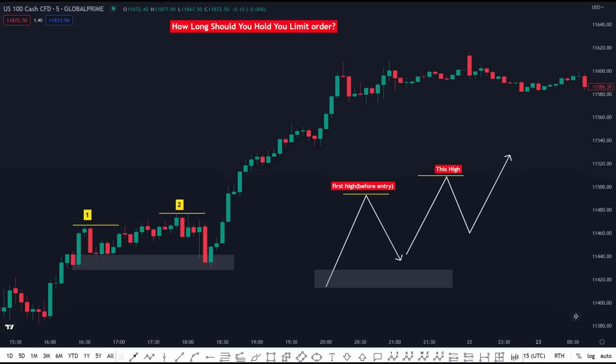If you understand market structure properly, this will also benefit you a lot, because you will never hold a buy limit or a sell limit for too long. Let's say you have a buy limit on this zone, but price is still playing around. Then once it breaks the second high, that's when you can close your buy limit order. Just remember that you should close your order on the second swing.